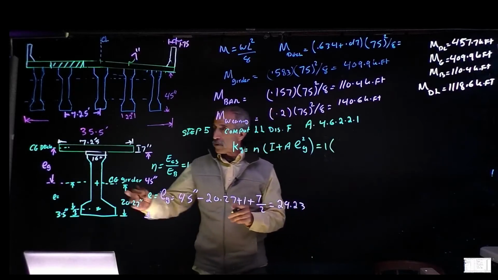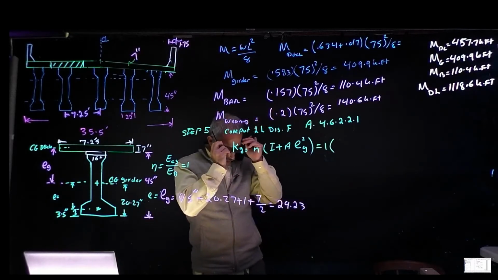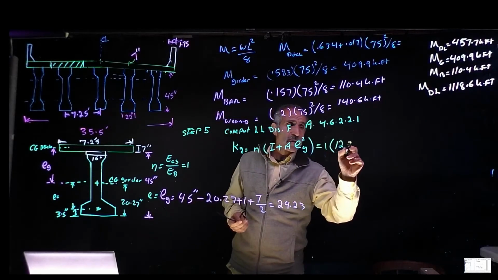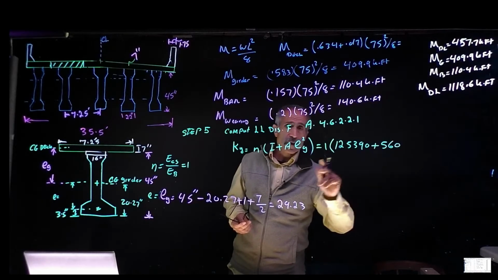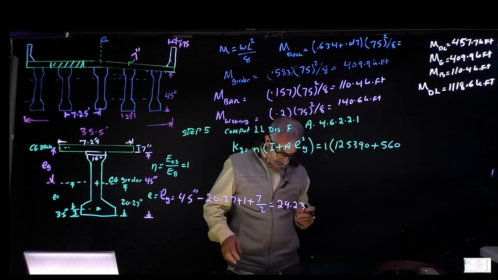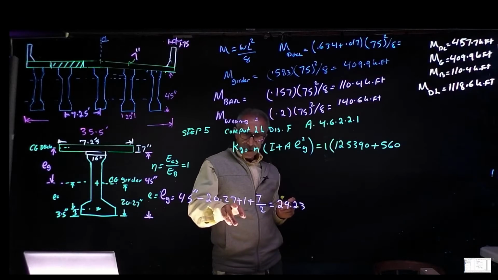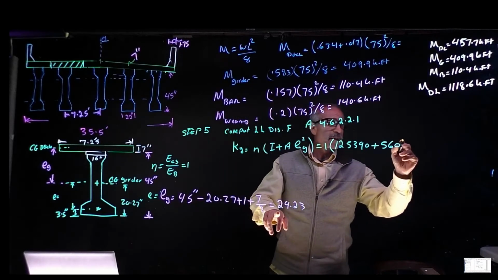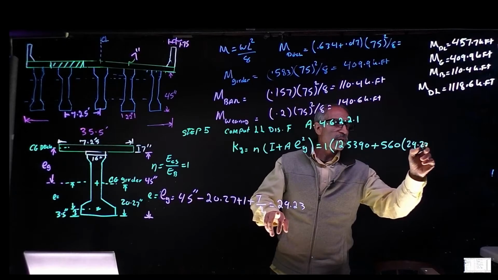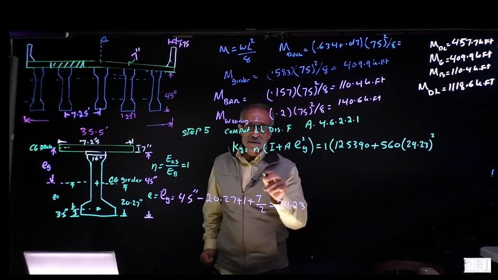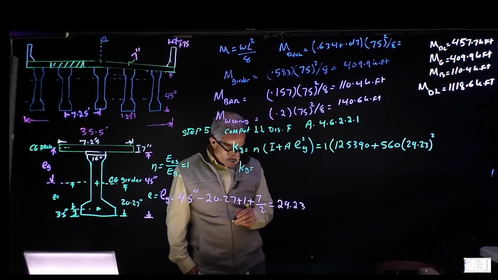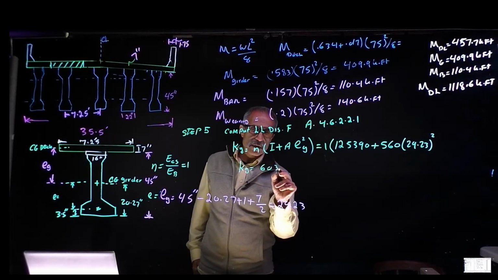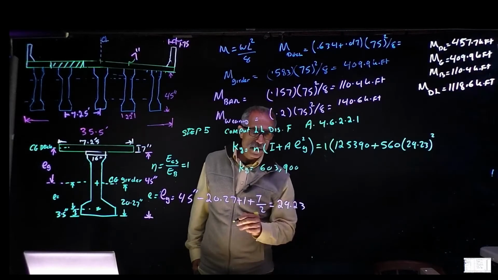And n became 1. For the girder, which we had in the spreadsheet, we already know that I is 125,390 inches to the power 4, plus area. Area was 560. This is for the girder, times eg, and eg we just calculated to be 29.23 times 29.23, squared. And Kg comes out to 603,900.